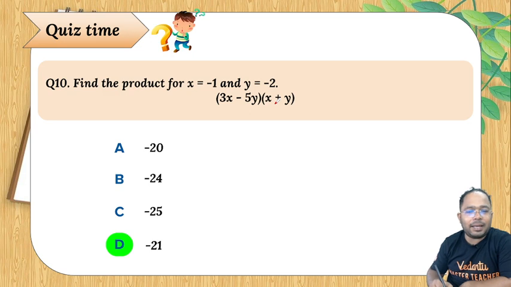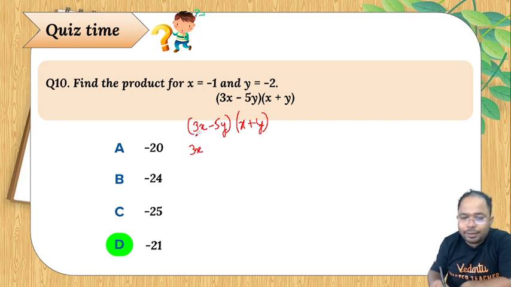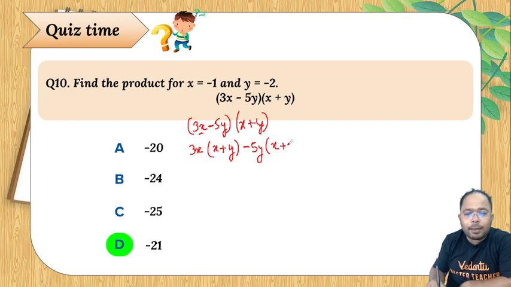The correct answer is minus 21. So let's get multiplying these two terms. Once again, multiplying two different terms. Now, you should be very cautious here, because a lot of mistakes are made by students. So look here, 3x, two terms are there now. 3x will first multiply with x plus y. Then we have a minus term, so we'll put a minus here. Then 5y into x plus y. Minus 5y times x plus y.